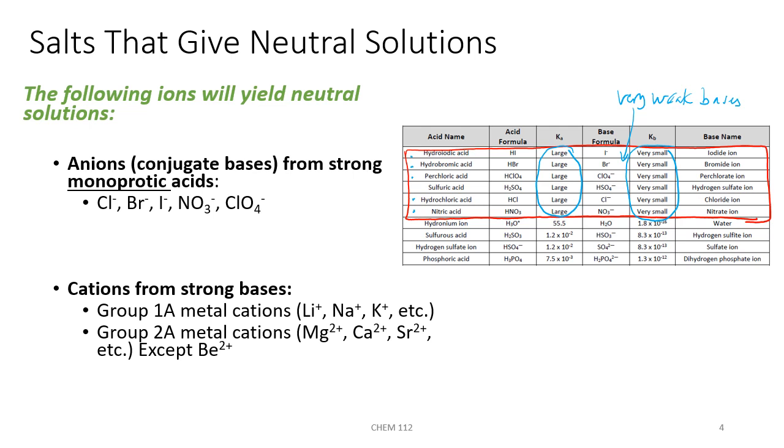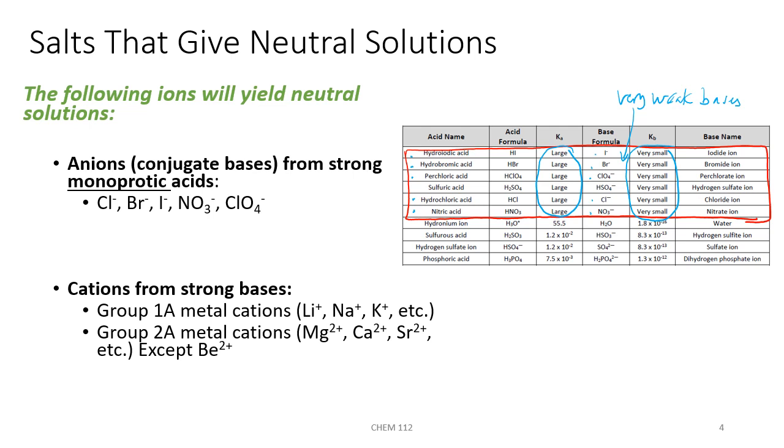So iodide, bromide, perchlorate, skipping sulfuric acid again, chloride, nitrate, all of those anions are examples of neutral anions because they are the conjugate base of a strong acid. So they're happy, they're stable, they're not going to react further with water, which was the other product from a neutralization reaction, to change the pH at all.